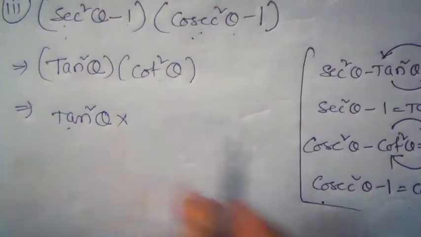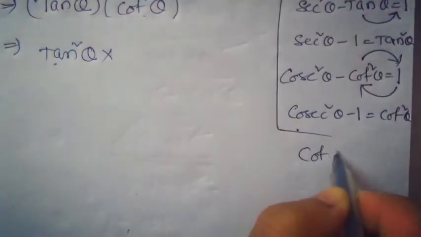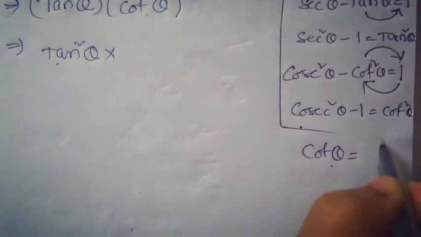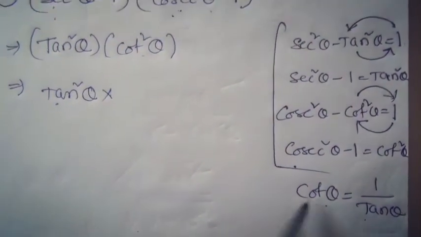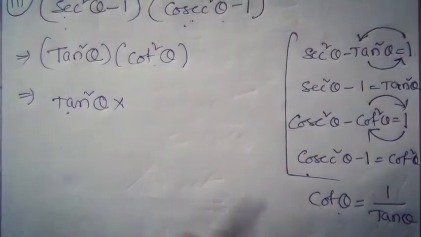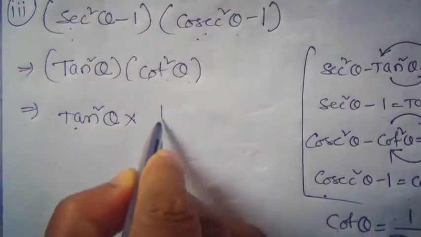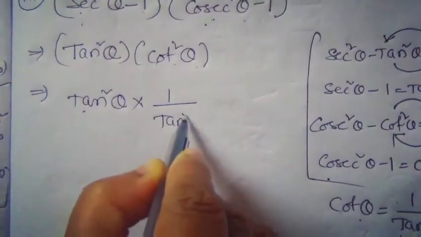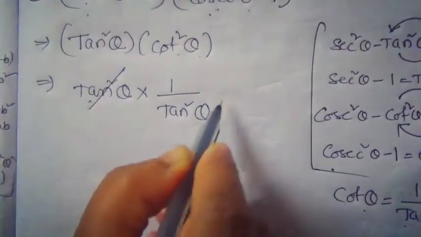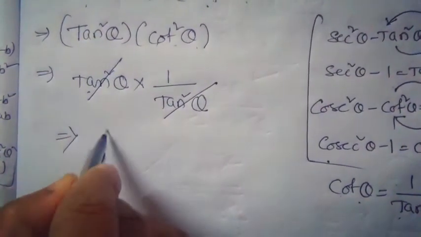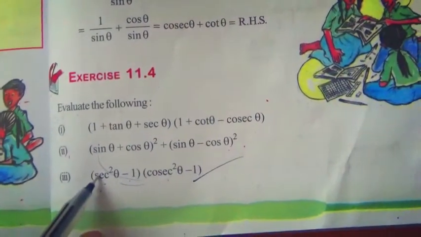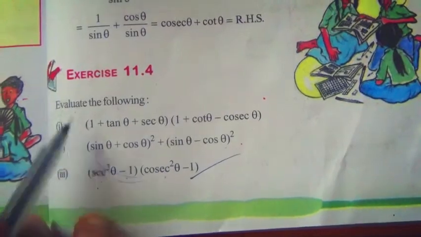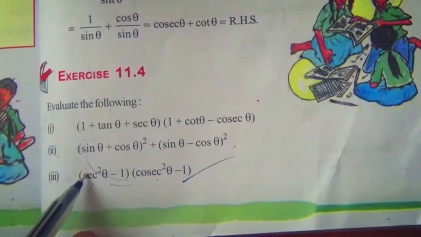Okay, cot square theta means we have one more formula. The cot square theta is nothing but the reciprocal of tan. So 1 by tan. In the place of cot we can write 1 by tan. So cot square theta is equal to 1 by tan square theta. So tan square theta cancelled. We have the answer, that is 1. So we finished this first problem. Okay, are you clear? If there are any doubts you can ask me in the class.